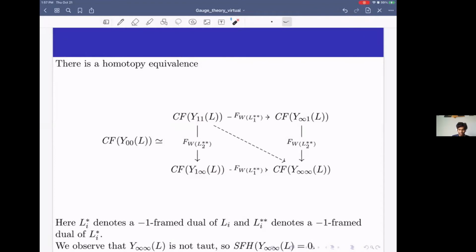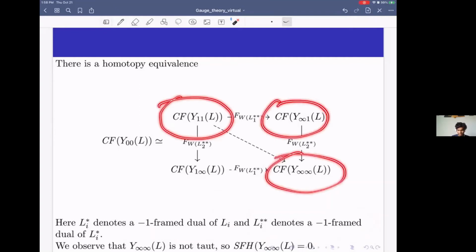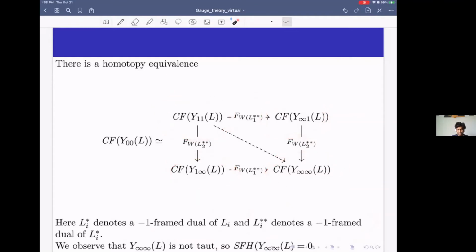The reason we are using the notation L2 star star is that the Kirby picture for this surgery exact sequence is that you first do 0 surgery, then a -1 framed meridian of Li, and then a -1 framed meridian of the meridian. That's why we are using this star star. And every time we have this commutative diagram, we can also view it as a chain complex. As a vector space, this is the direct sum of all these vertices, and the differential is given by using all these arrows. So for example, if you have an element here from (1,1), you can use the internal differential plus this, plus this, plus this.